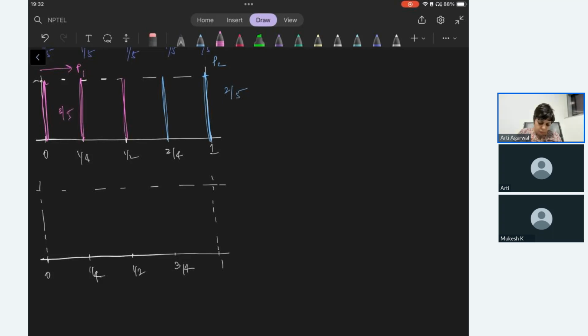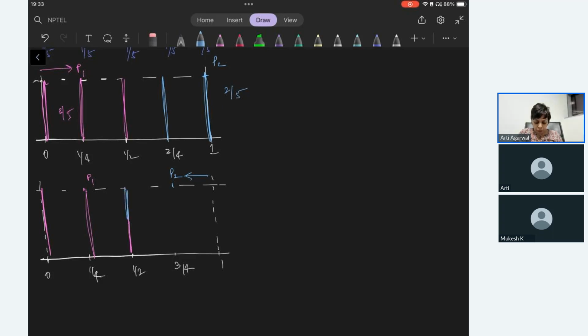So P1 is now at 1 by 4. P2 has moved and is now at 3 by 4. So this time P2 has moved, and P1 is in the same place. Now people at 0 are going to vote for P1. Pretty straightforward. People at 1 by 4 are going to vote for P1. He's the closest guy. People at half, again, are in a quandary. P1 and P2 are both equally close to half, and they're both within half of their policy position. So half of them are going to vote for P1 and the other half are going to vote for P2, right?